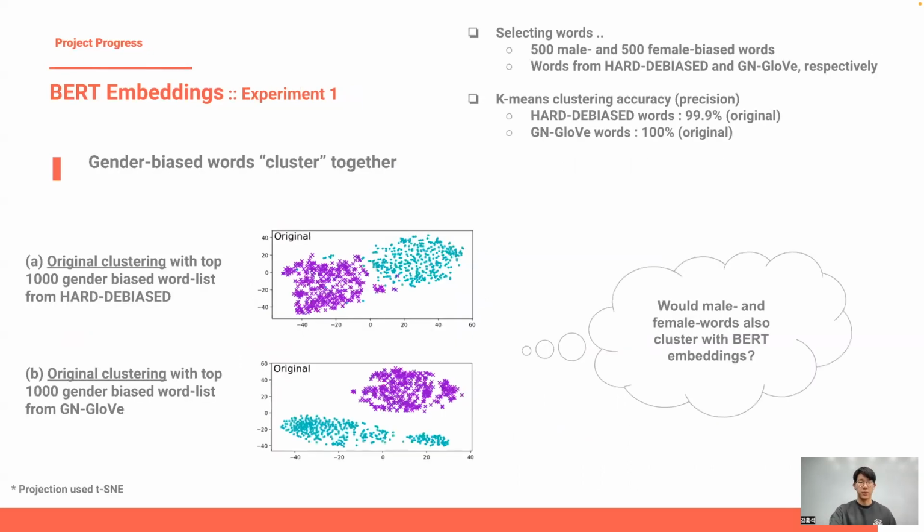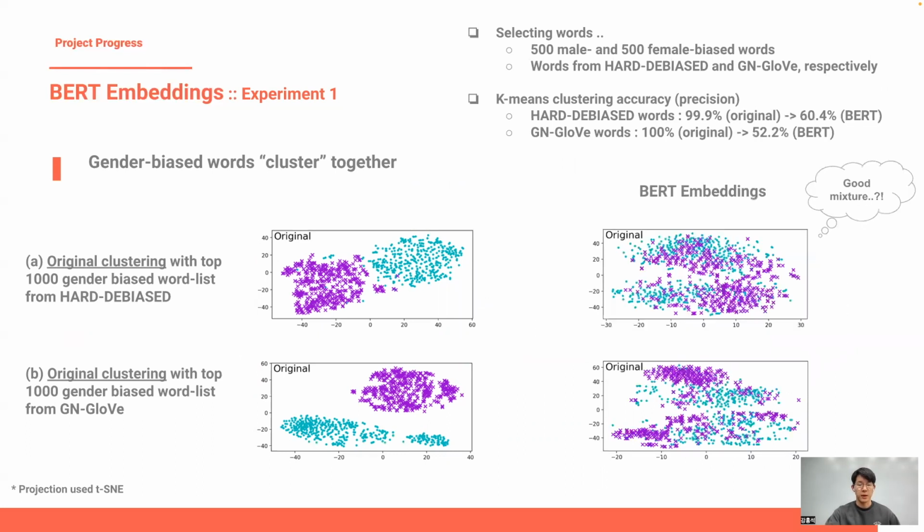Now, let's really look into our experiments. We have retried all 3 replication experiments with BERT embeddings. This picture shows clustering of embeddings from hard-debiased and GN-GloVe, with embeddings from BERT, cluster 2. Surprisingly, unexpected results were obtained.